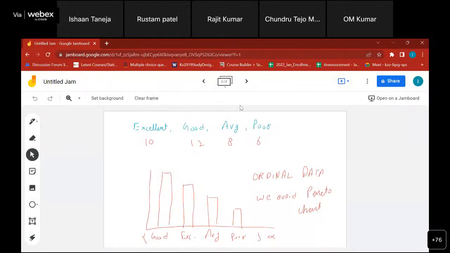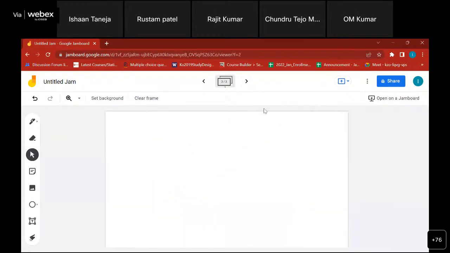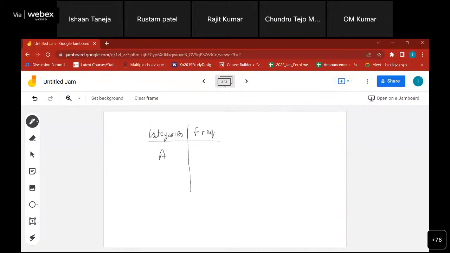Okay, so suppose you have some categories, let's say 3, or let's say you have 4, you can have any number. So these are categories, and these are their respective frequencies. Suppose I have categories A, B, C, and D. I'm assuming there are 4, and frequencies, let's say 10, 12, 8, and 7.